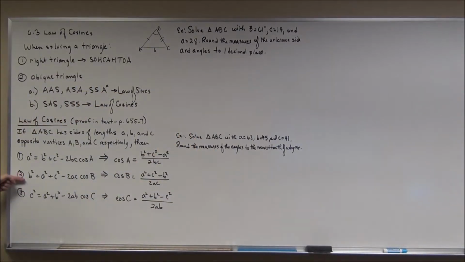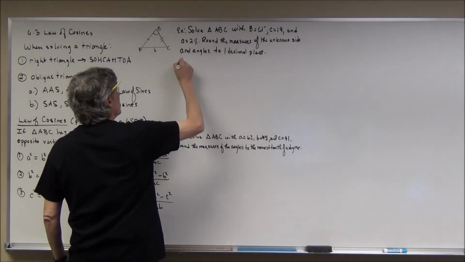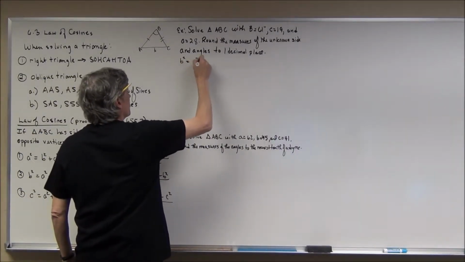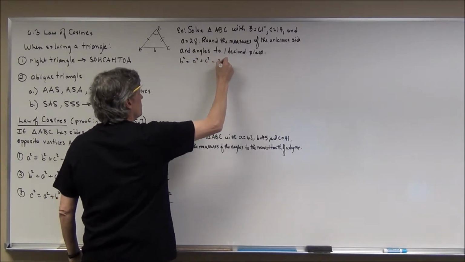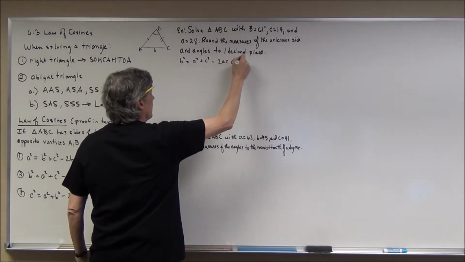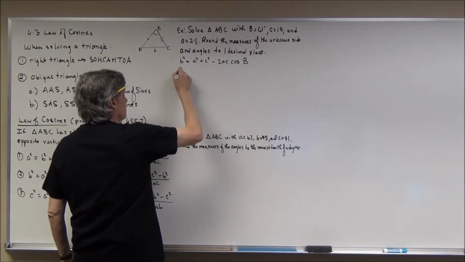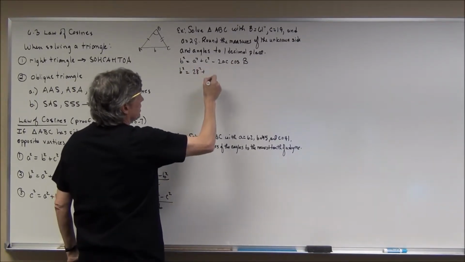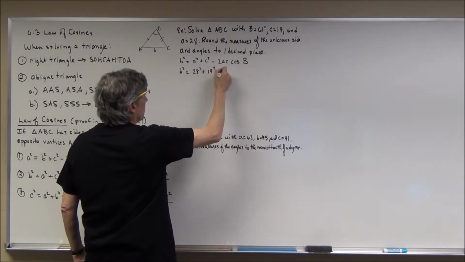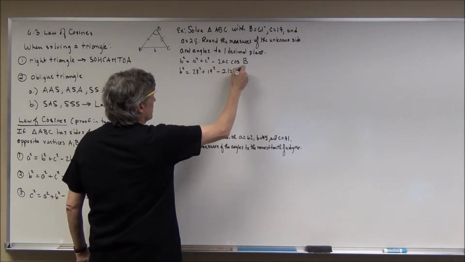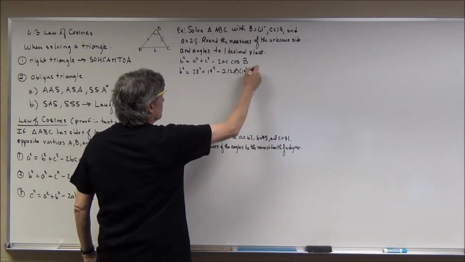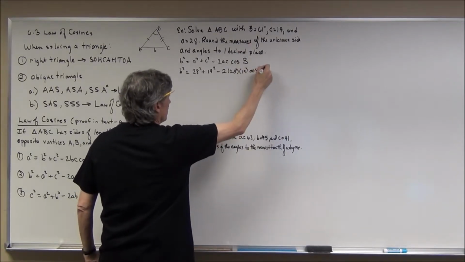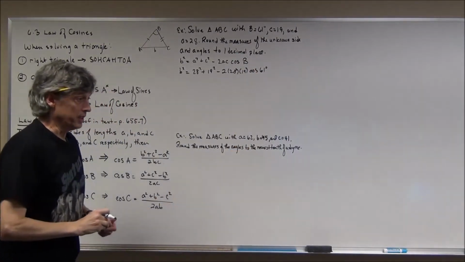So it's this variation of the law of cosines. b squared is equal to a squared plus c squared minus 2 times a times c times the cosine of angle B. So b squared for this problem would be a squared, 28 squared, plus c squared, which is 19 squared, minus 2 times 28 times 19 times the cosine of the angle 61 degrees. Well, I'm definitely going to need a calculator here.